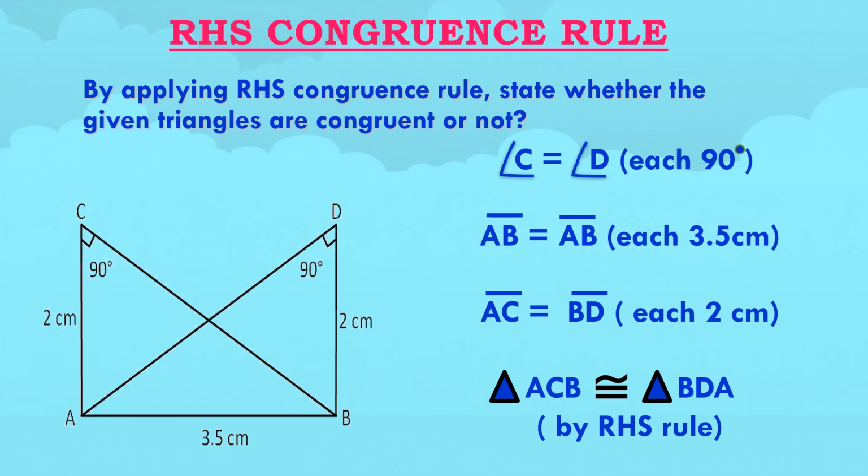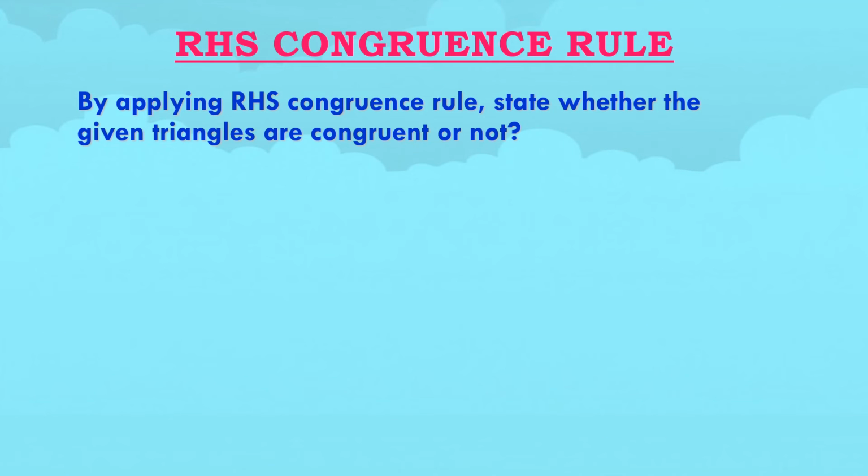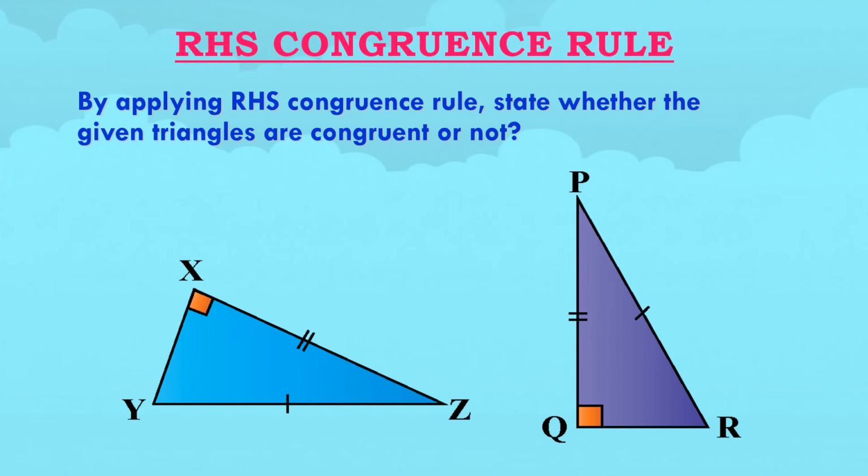Now, the next question: again you have to apply the RHS rule and state whether these two triangles are congruent or not. I hope you have learnt how to write it till now. So I would suggest you to pause the video, open your notebooks, write down the conditions on your own, and then unpause the video, play it and match your answer. Okay, if you want to learn it better.